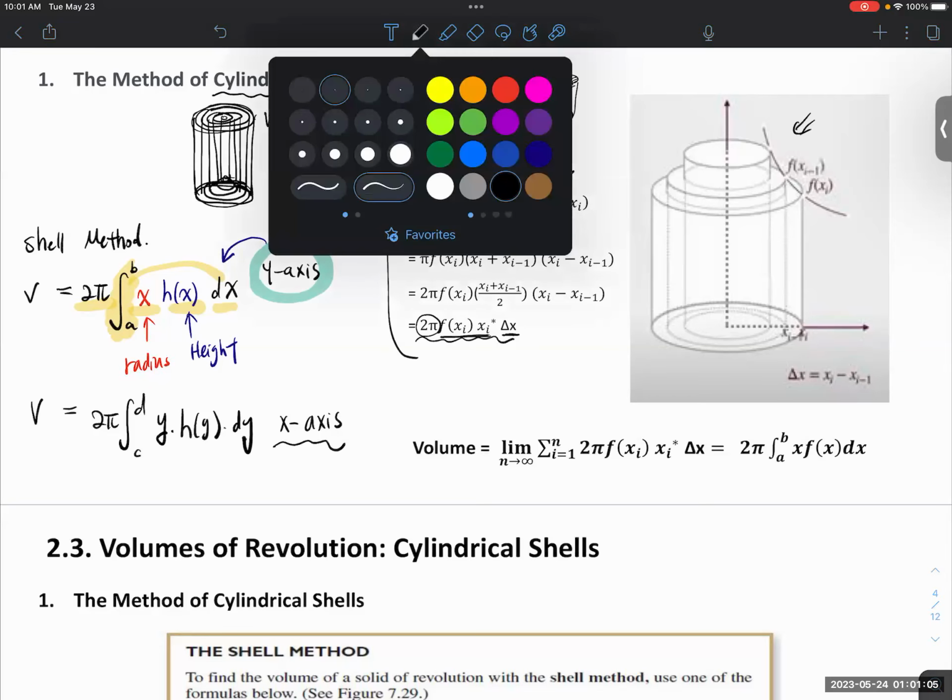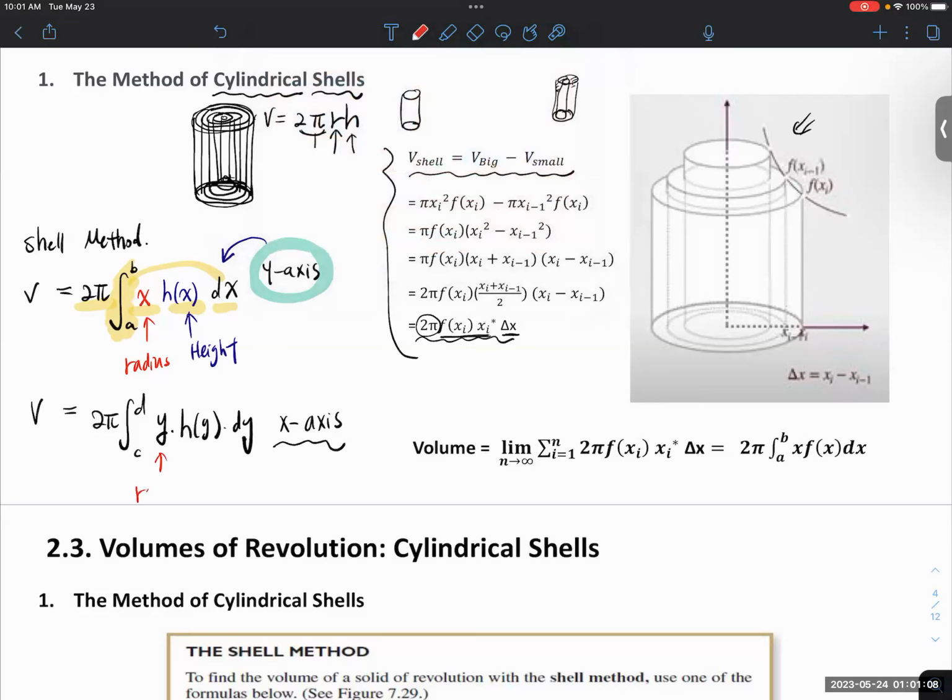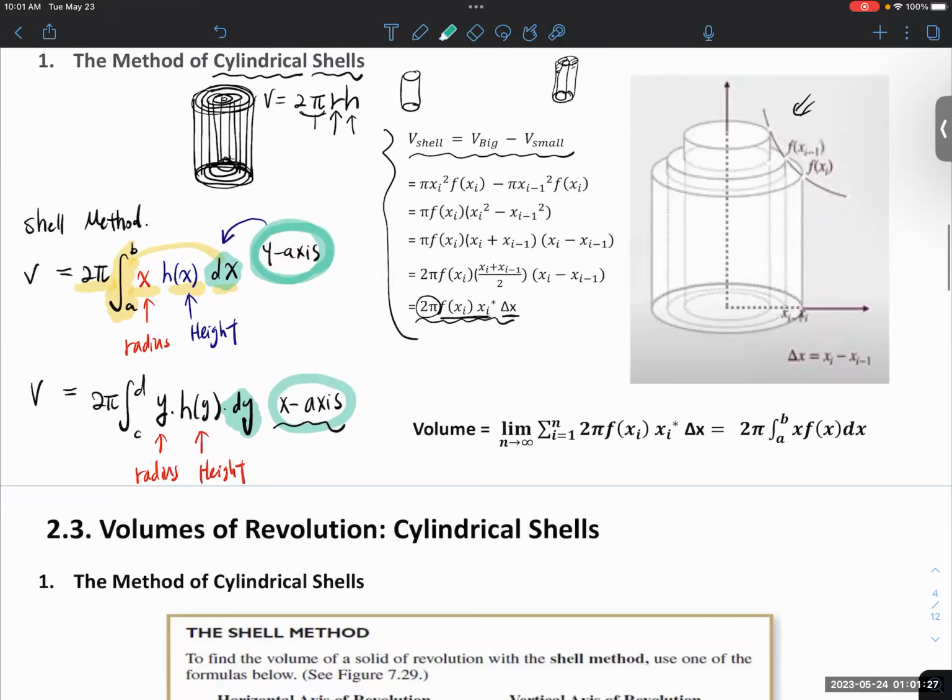That's a different thing. So same thing, this represents radius, and this is going to be the height. It's going to be opposite. So x-axis rotation, you're going to take the integral with respect to y variable. If you rotate it around y-axis, you're going to take the integral with respect to x variable. So same thing, if you rotate around x-axis, you're going to have infinitely many cylindrical shells like this.